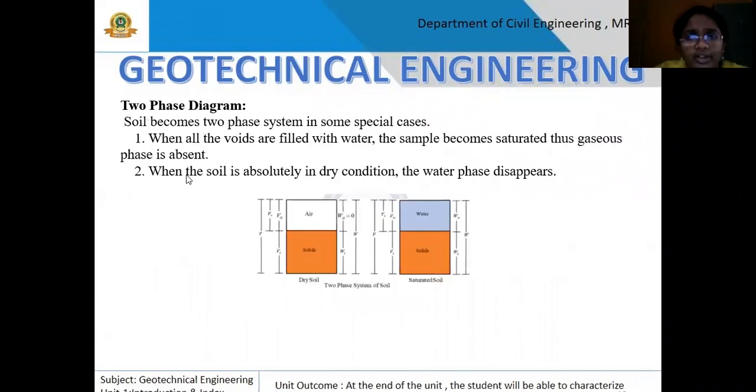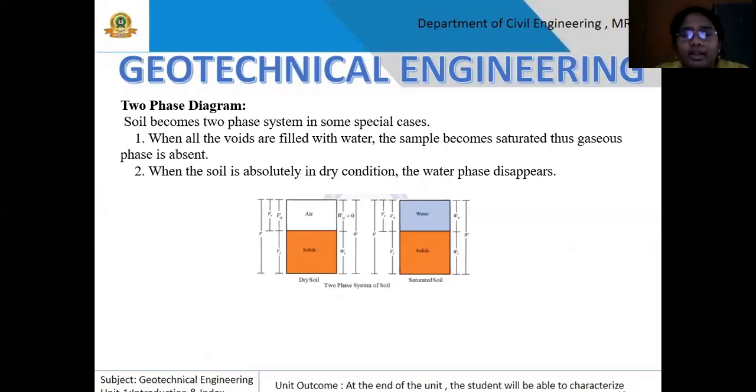So now we are just revising the two-phase diagram. So in the change from three-phase diagram to two-phase diagram, there will be two cases. One, the soil should be completely filled with water, that is the voids will have water. The solids are constant here. From the three-phase diagram to the two-phase diagram, what is constant is the soil part, that is weight of solids or volume of solids is constant here. Only thing that is changing is air and water content.